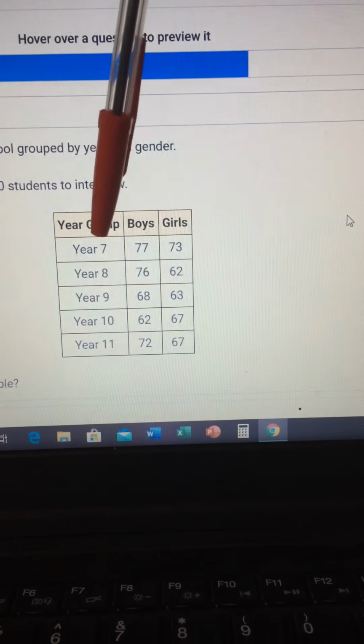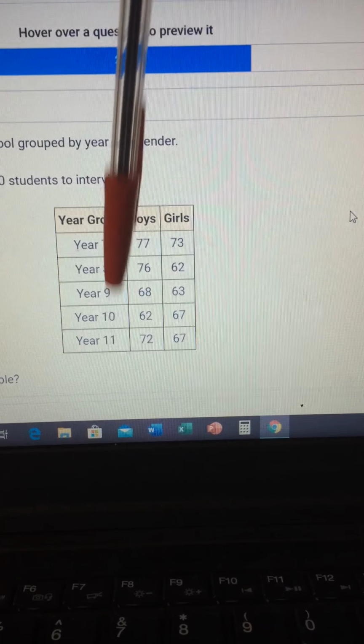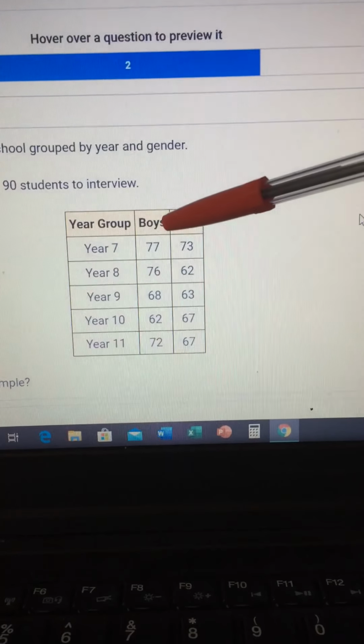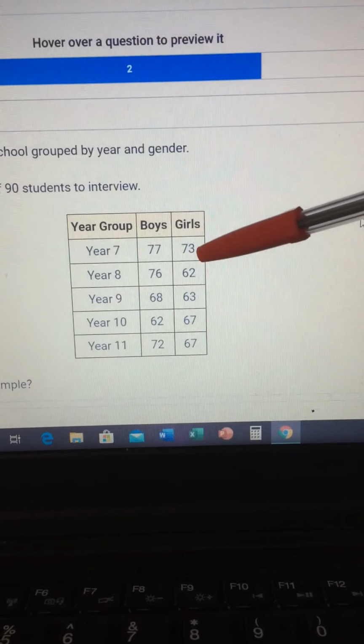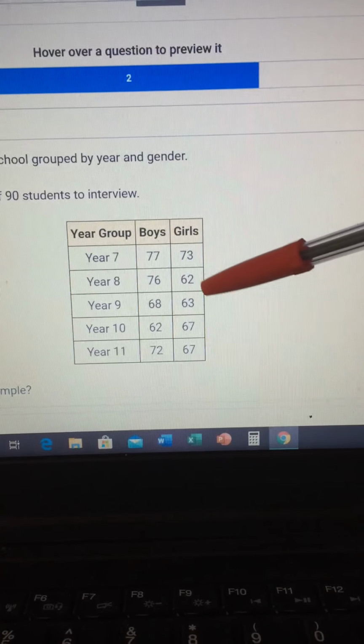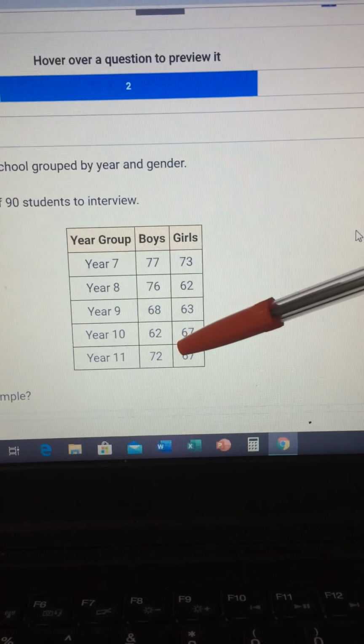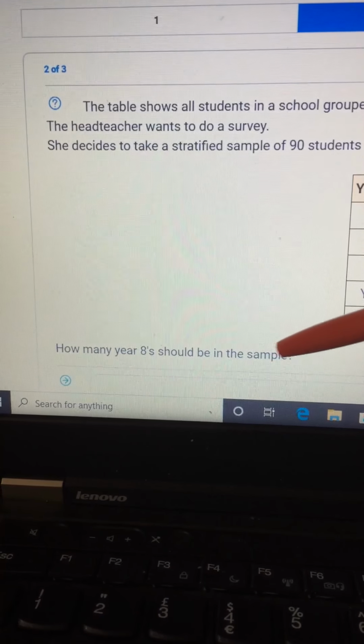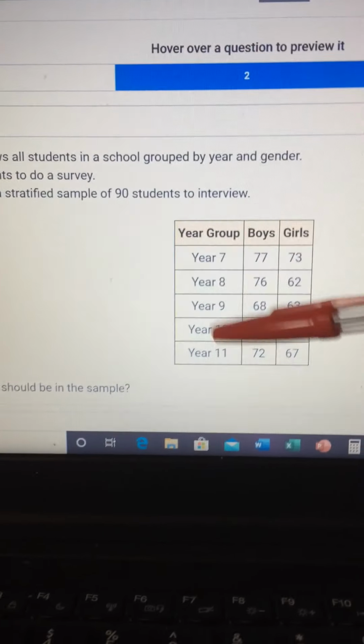You've got your year groups, you've got your year 7s, 8s, 9s, 10s, and 11s, and we know that they split up into boys and girls as well. So we've got in year 7, 77 boys, 73 girls, year 8, 76 boys, 62 girls, and so on. Okay, so you've got your list there. Then they ask how many year 8s should be in the sample. So we're looking just for the year 8s in the sample.